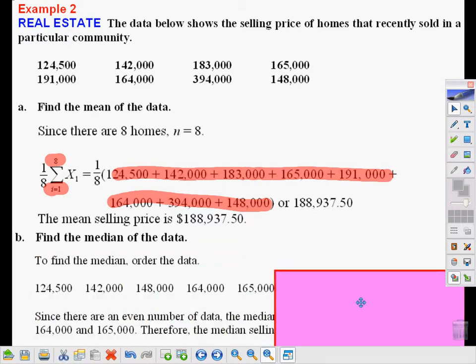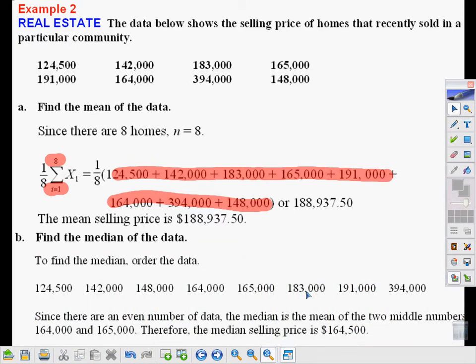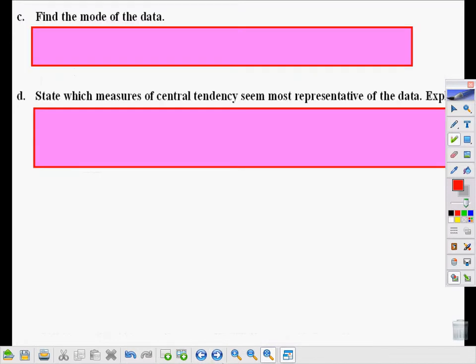Then the median. So to find the median, we want to put the data in order. So I order them from least to greatest. And we find the middle data point. Now this one's tricky. We're noticing this right off the top. We've got 1, 2, 3, 4, 5, 6, 7, 8 data points. So there is no middle. So what I'm going to do is find the mean, or the average, of my middle 2 data points. You add them together, divide by 2, and I get $164,500. Okay, so that's our median.